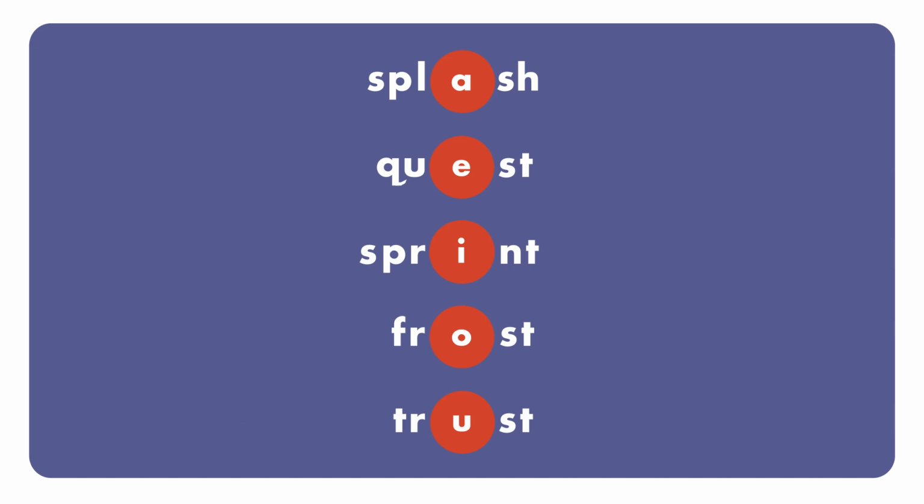Trust. Read the words on your whiteboard, emphasising the short vowel sound. Let me demonstrate first. Splash, a, quest, e, sprint, i, frost, o, and trust, u. Now it's your turn. Once you've done that, erase your writing from your whiteboard.